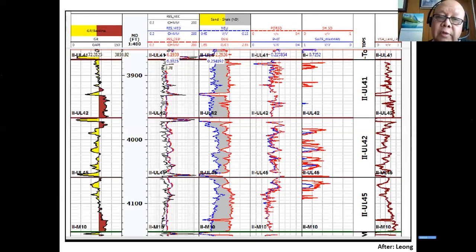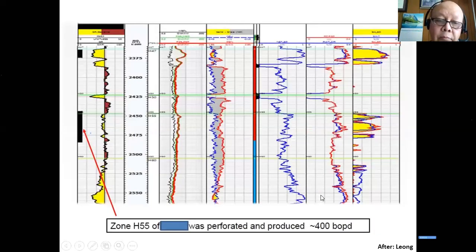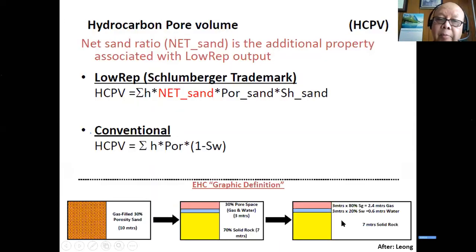I'm going to skip all of this now. Same thing, example here, also big improvement. So in this particular example, this interval was perforated, and it produced 400 barrels of oil. Before, this was totally missed, and now, after perforating and with the enhanced evaluation, we managed to produce 400 barrels of oil in this interval here.